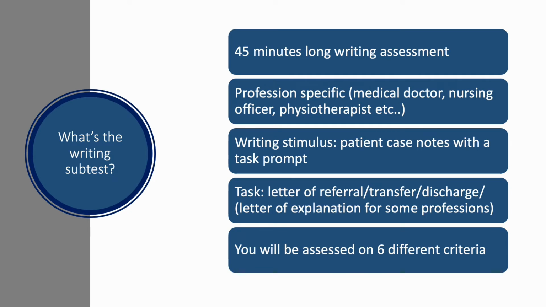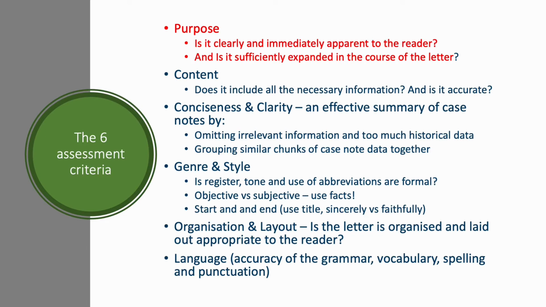The task is one of 3 things: a referral, a transfer, or a discharge. And in some professions, you'll be given a 4th type of task, which is a letter of explanation. Regardless of what type of letter or what profession you're in, you'll be assessed on 6 different criteria. So you can see here the 6 assessment criteria that are used to mark the writing subtest. And they are purpose, content, conciseness and clarity, genre and style, organization and layout, and finally, language.